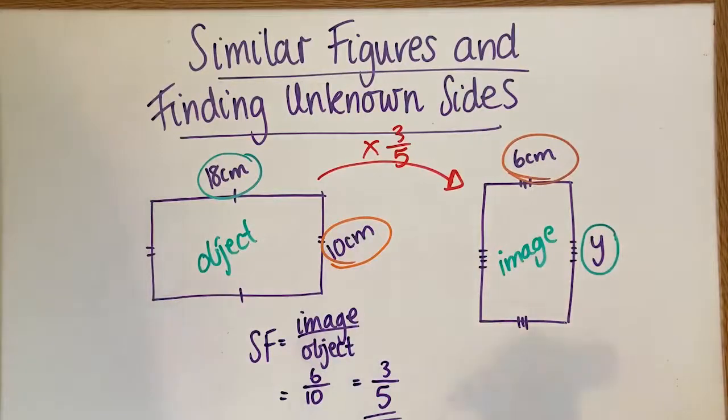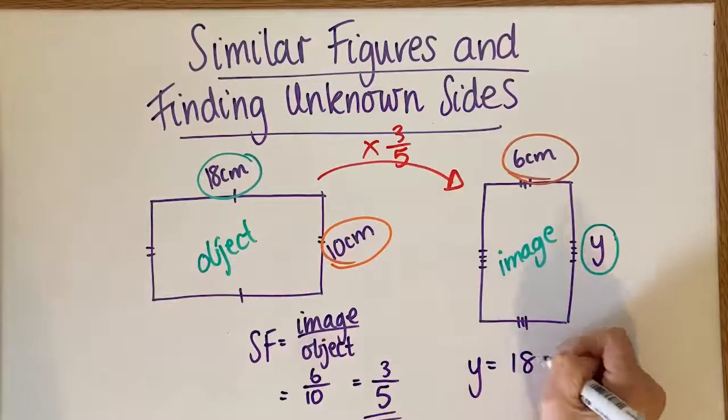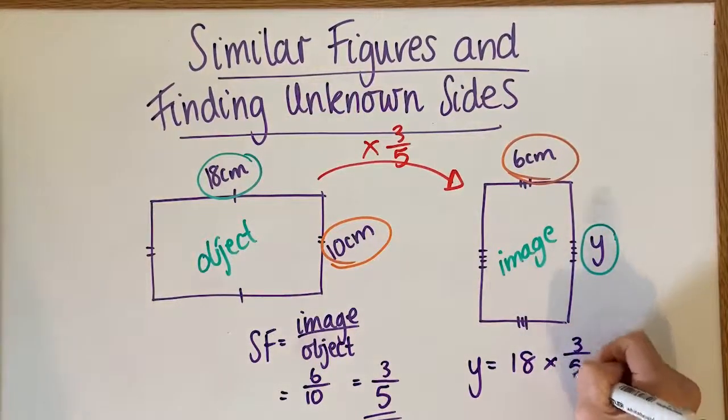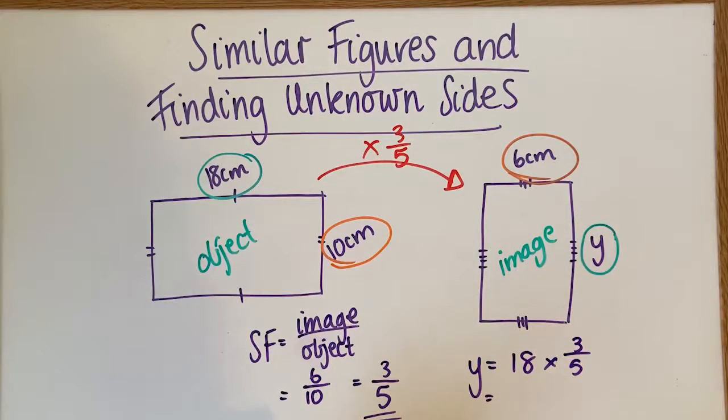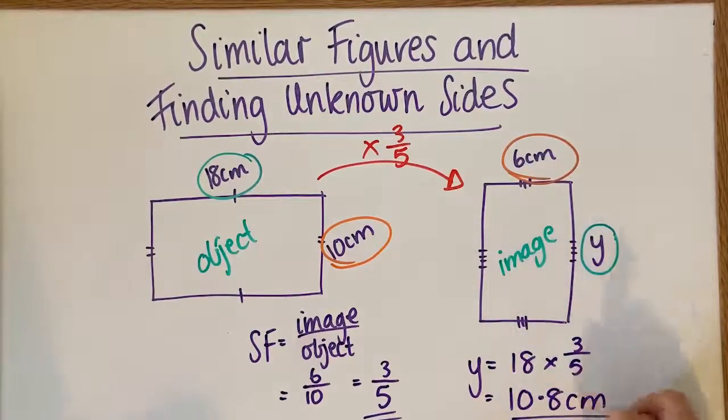So to find y, we need to go 18 times 3 over 5. So 18 times 3 divided by 5 is going to be 10.8 centimeters, okay? So it's gotten smaller by 3/5.